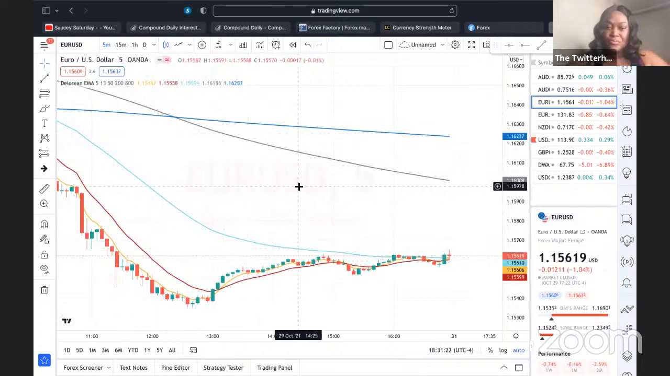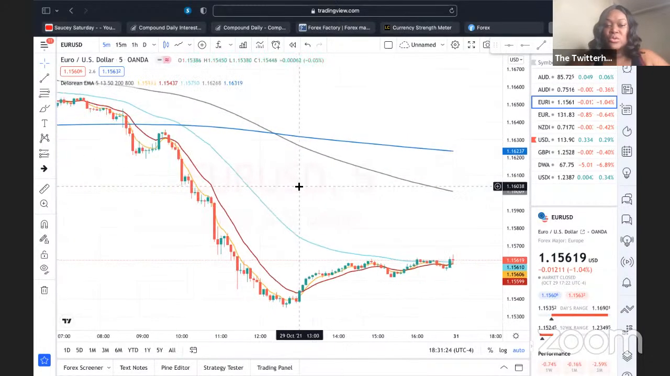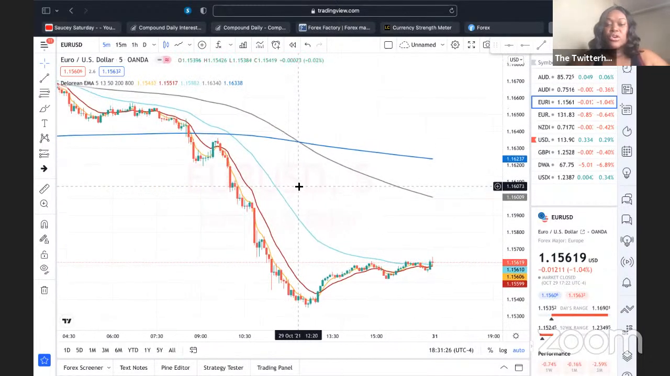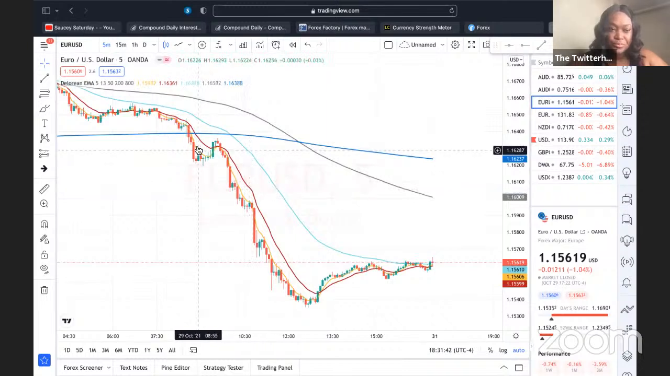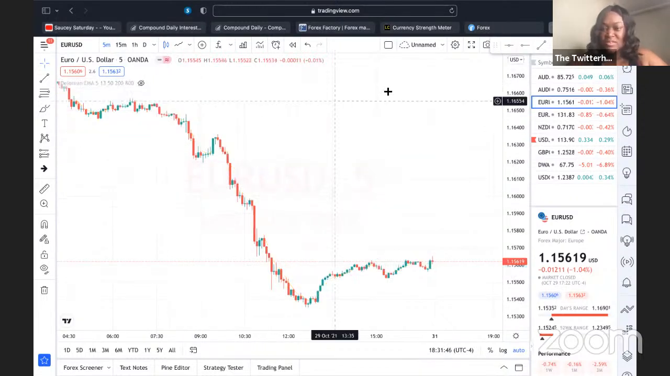And when you're doing Delorean, you're looking for buy opportunities or sell opportunities in a trending market. It doesn't work when the market is in consolidation. It's for trending markets. So let's hide this for right now.